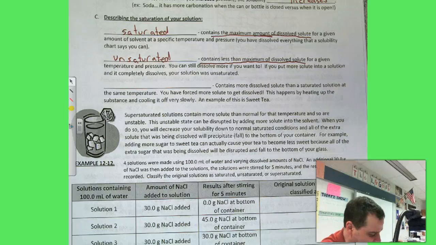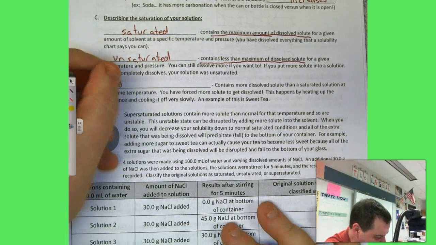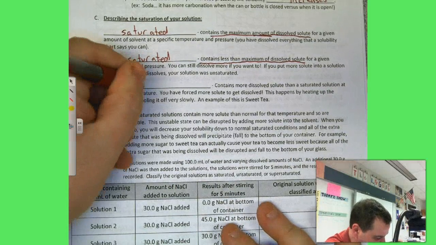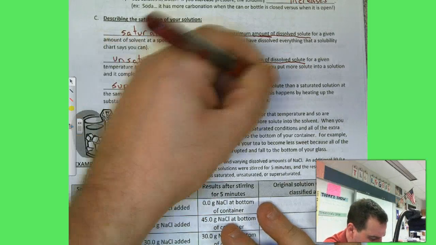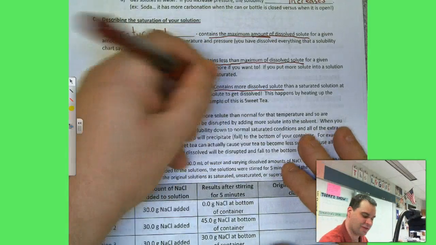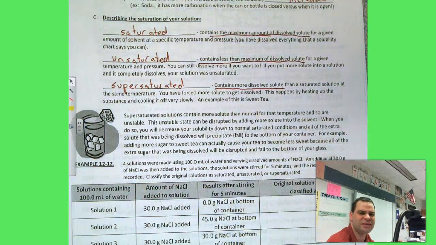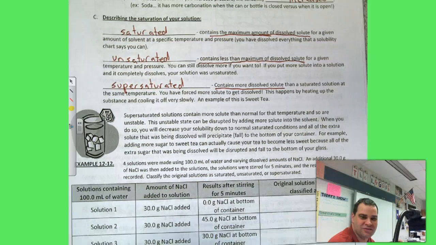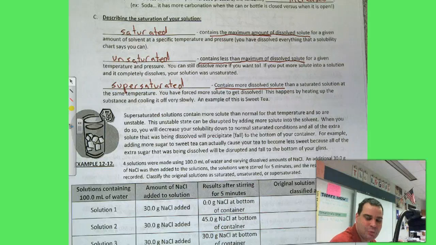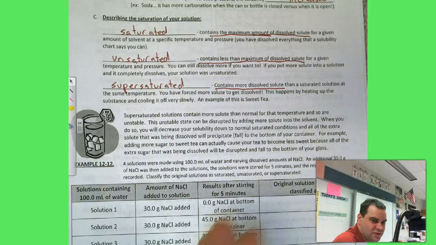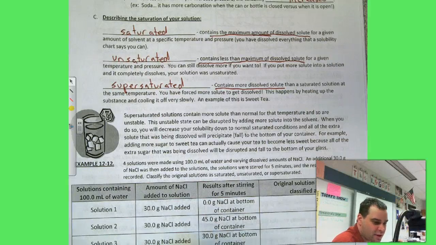And then supersaturated. Hopefully I will have time to make a supersaturated solution for you and show you how these work. These contain more than the maximum dissolved solute, which doesn't make sense. Because how can you contain more than the maximum amount? To make a supersaturated solution, what you have to do is heat up the solvent so that you can dissolve more in it.